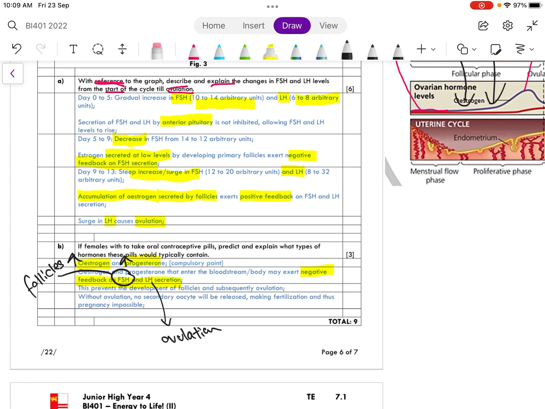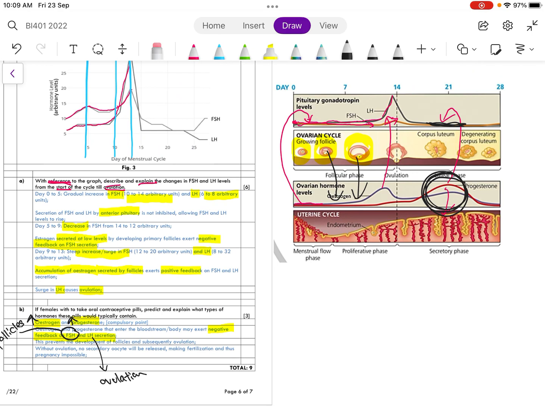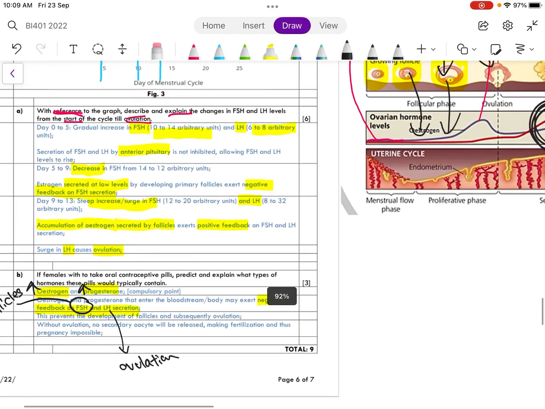Why not inject FSH? Why not consume FSH or LH? Because FSH stimulates more follicles to develop, and LH will stimulate ovulation. If you take these two in, on the contrary, it will help promote development of follicles and promote ovulation. More eggs, more chances of fertilization.